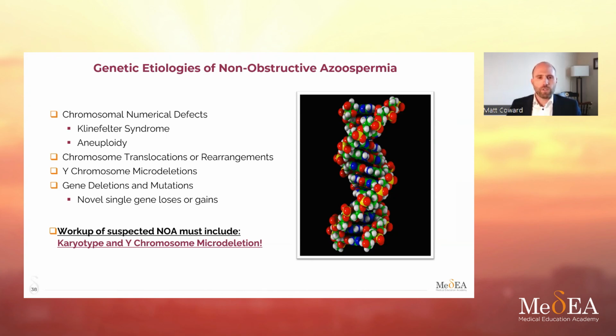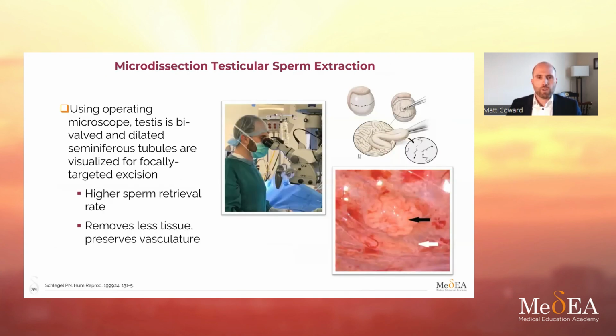I'm not getting into the diagnosis of non-obstructive versus obstructive azoospermia in any more detail, but for the purposes of this talk, when a patient has non-obstructive azoospermia, they really need to be counseled towards a microTESE and no other type of sperm retrieval. A microTESE is a microdissection testicular sperm extraction, and this is where we use an operating microscope. The testis is bivalved, so the incision comes across the front of the testicle here, and then the testicle is clamshelled open or bivalved.